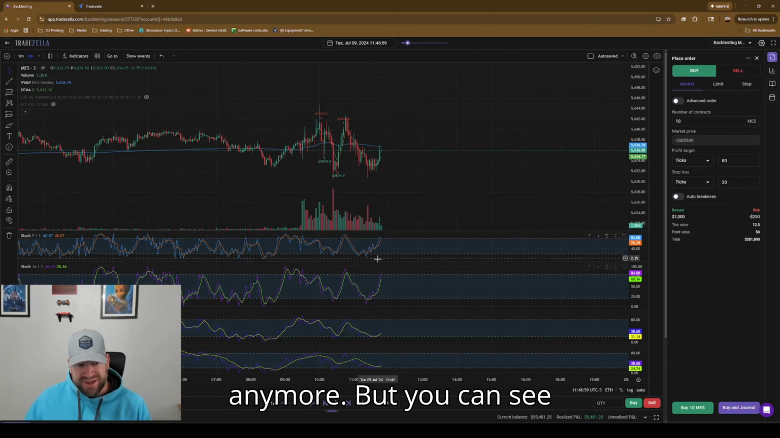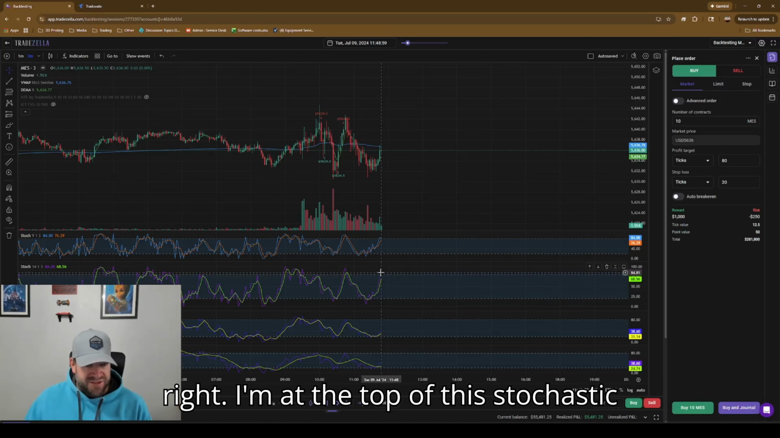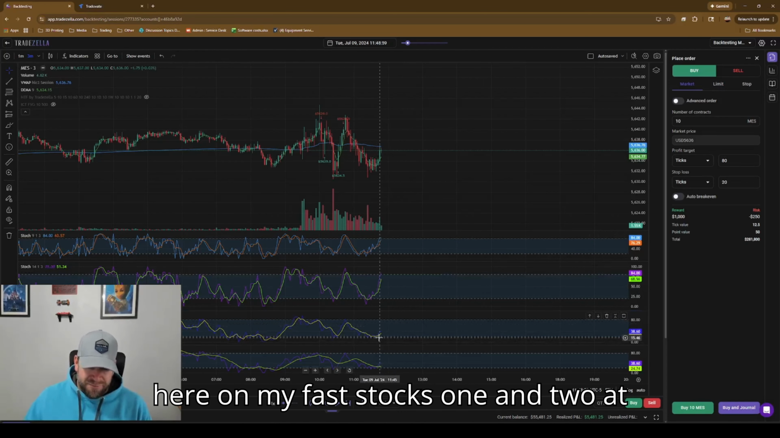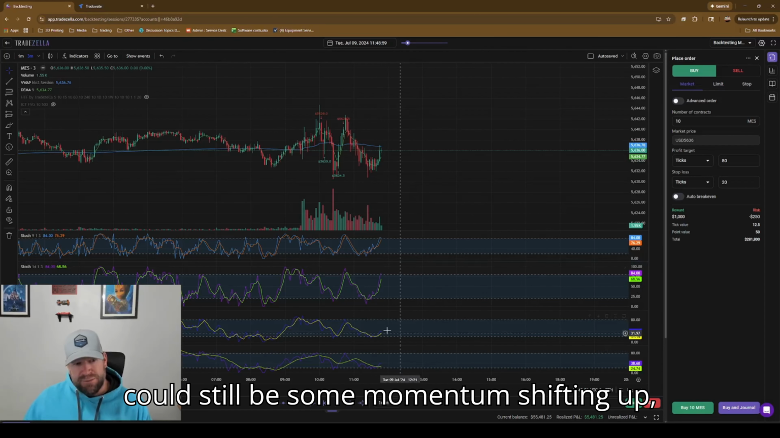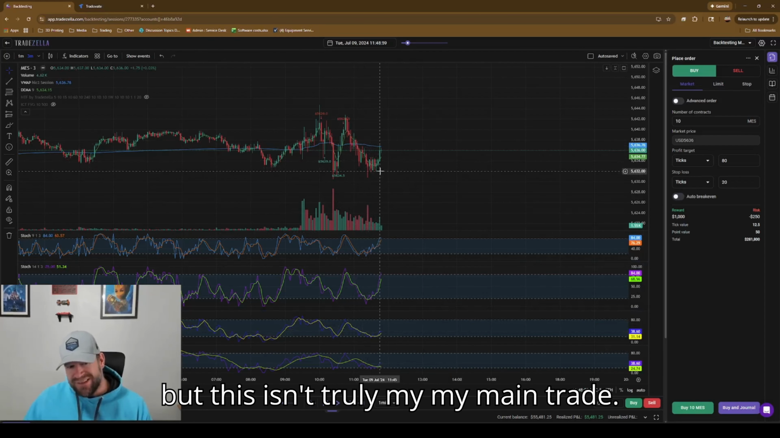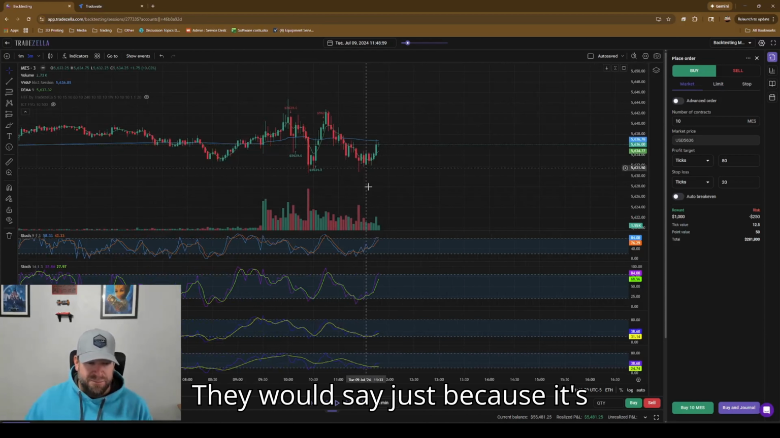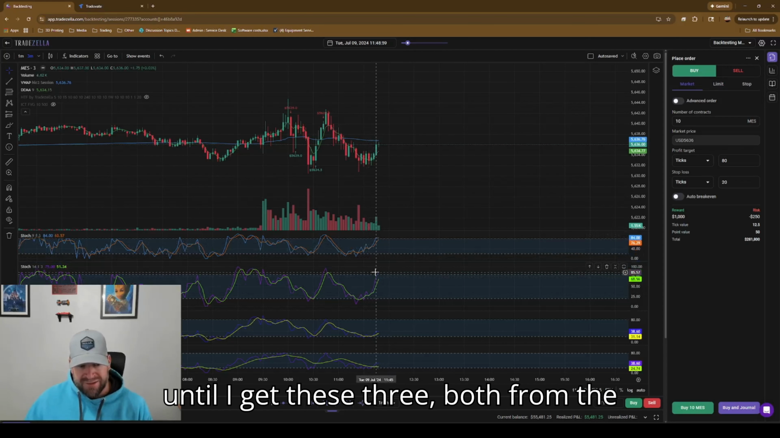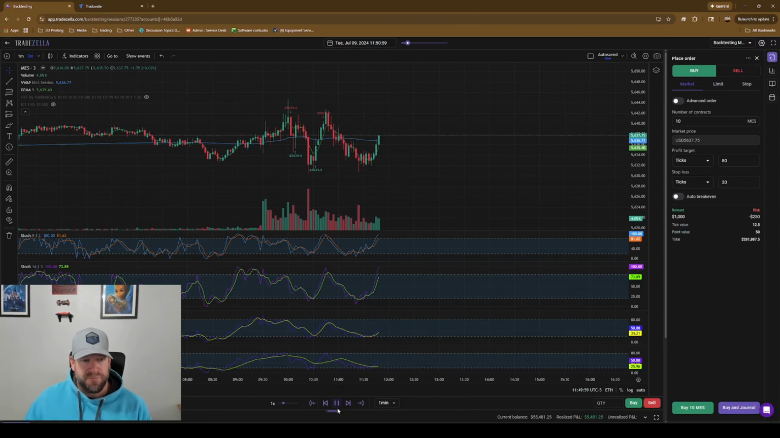But you can see here my stochastics aren't lining up, right? I'm at the top of this stochastic here on my fast stocks 1 and 2, at the bottom of 3 and 4. So there could still be some momentum shifting up, but this isn't truly my main trade, I would say, just because it's happening so late. I would typically wait until I get these three, both from the bottom ramping up. So with that, we're going to let this play out.